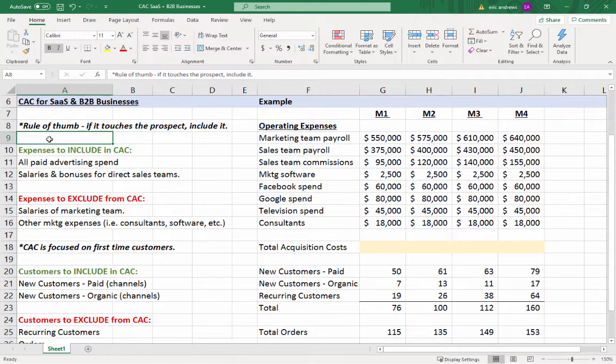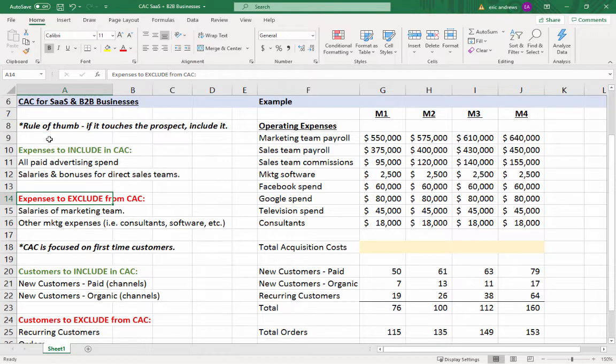Rule of thumb for CAC for all companies: if it touches the prospect, include it. So, expenses to include in CAC: all paid advertising spend. With paid advertising, you're paying a company to serve ads to their audience on behalf of your company, and those customers directly have contact with those ads. So definitely always include that. Also, if you have a direct sales team, you include the salaries and the bonuses of those people, because 100% of their job is focused on contacting people who might be potential customers, we call those prospects, and then trying to get them to buy. So we include that because that's touching the customers.